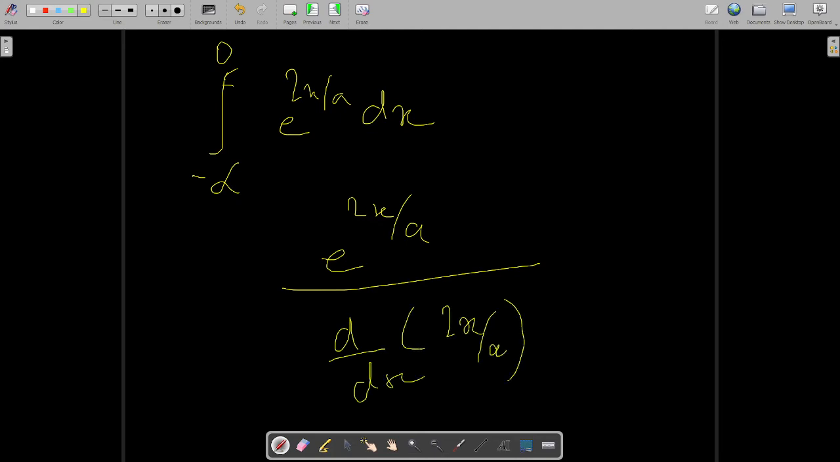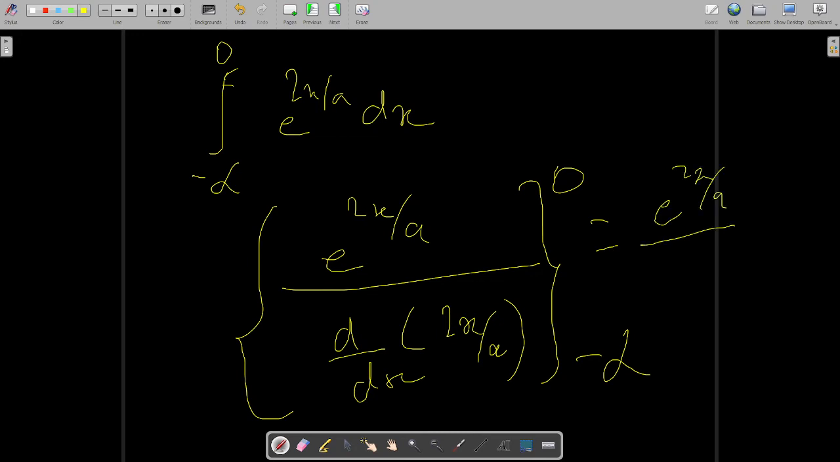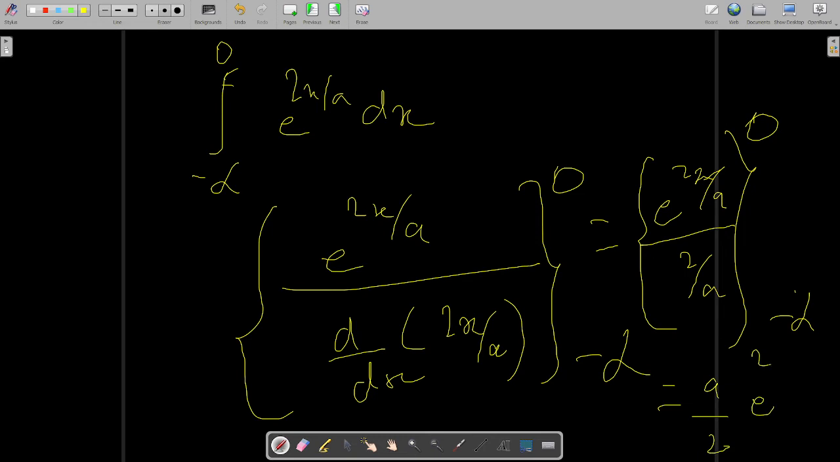Of 2x by a, and this will be from minus alpha to 0. Now it is very easy. This d by dx of 2 by a x will become 2 by a. So e to the power 2x by a divided by 2 by a it will become. You will put minus alpha over here and 0 over here. Then a will go in the numerator, so a by 2 e to the power 2x by a, from minus alpha to 0.